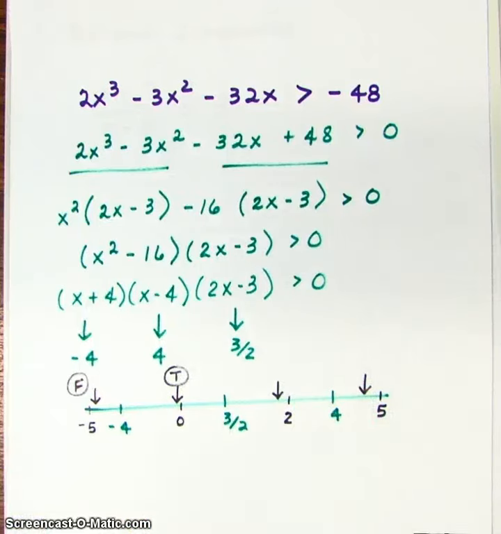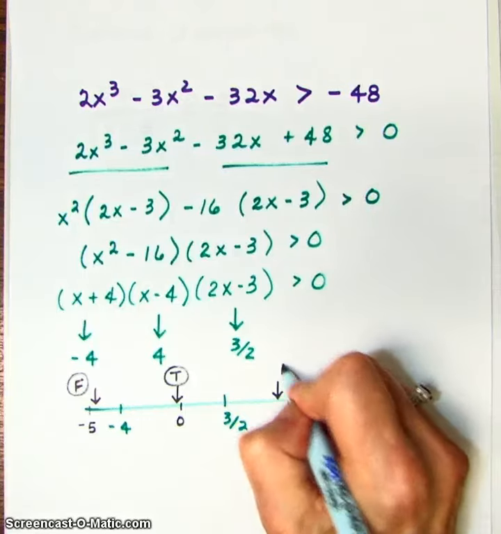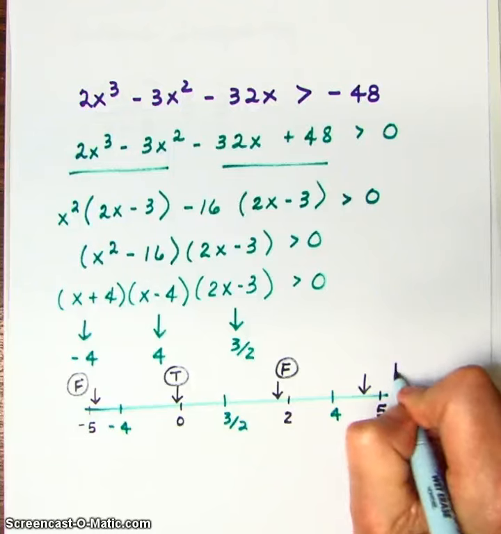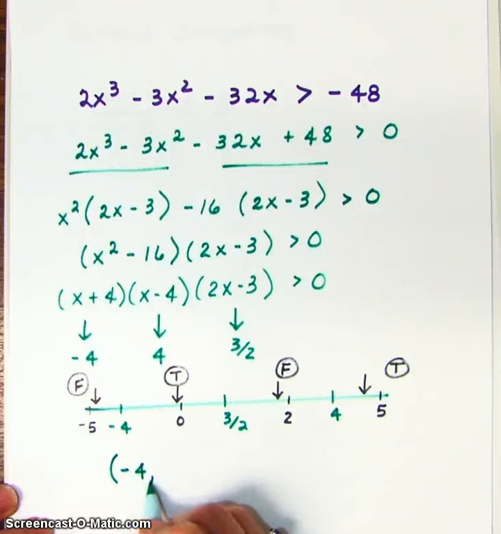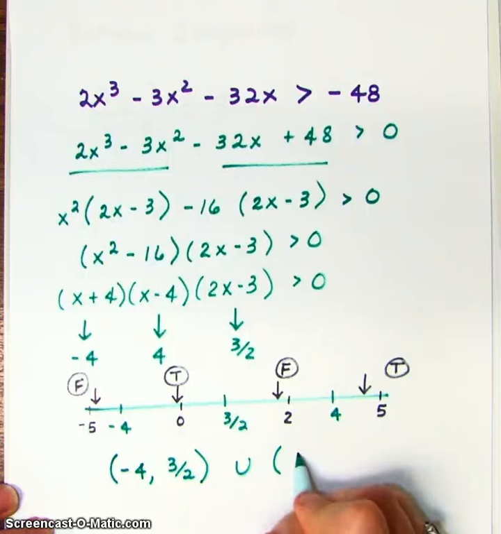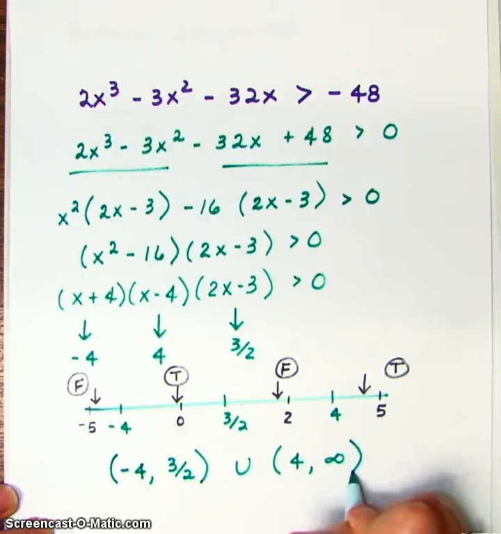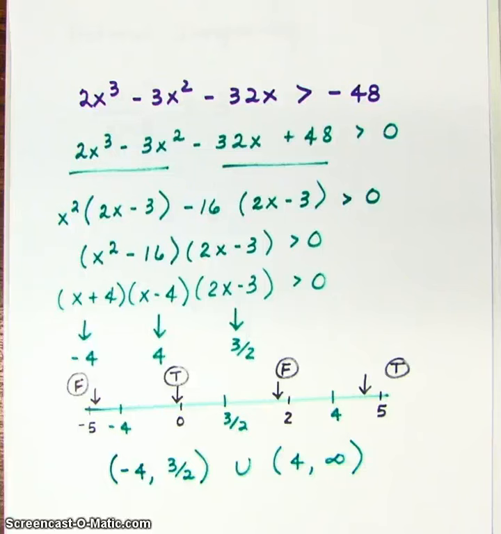When we test here, it should not work, and here it should work. And again, I'm trying to get this in my time limit, so I'm not going to do all that for you, but you can test. So what we want to do is say our solution is from negative 4 up to 3 halves, and from positive 4 to positive infinity. That would be our solution. If you have any questions about that, see me.